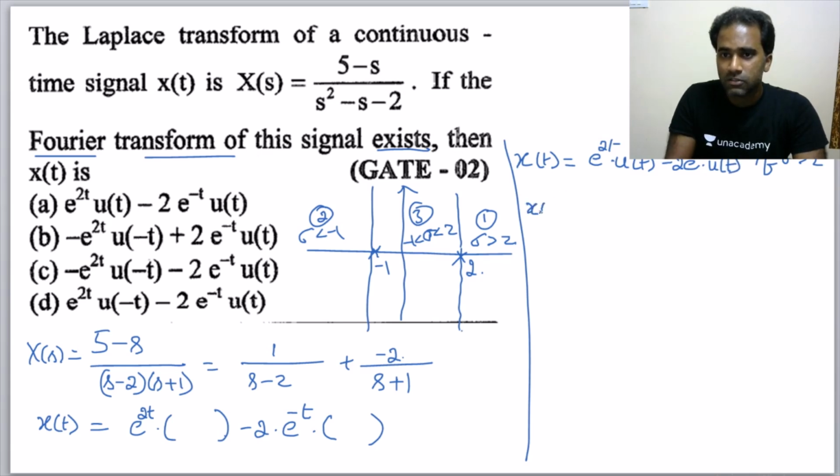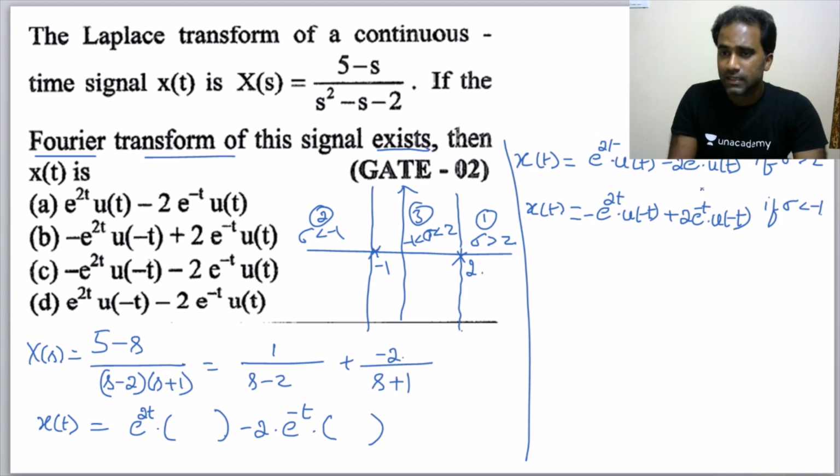Next, similarly, x of t is equal to, what if ROC is sigma less than minus 1? If you're talking about a left-sided ROC, then the answer would be e power 2t into minus u of minus t, plus 2 into e power minus t into u of minus t. I'm substituting here minus u of minus t. Minus into minus will become plus, and this will be the answer.